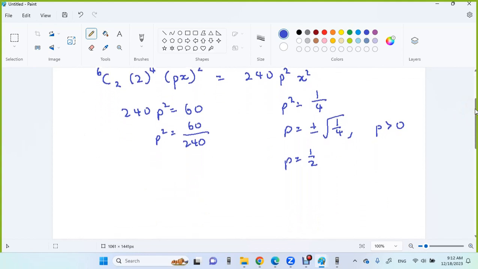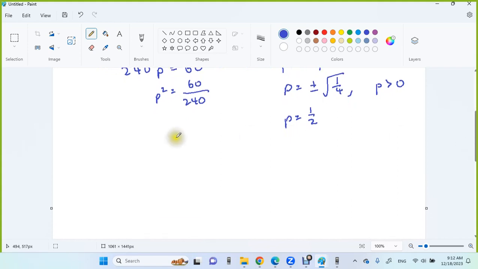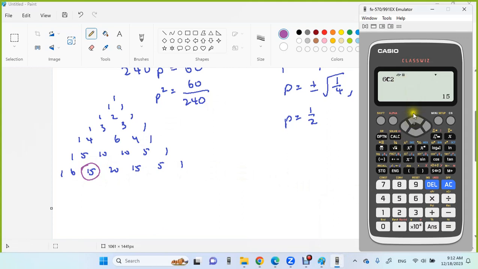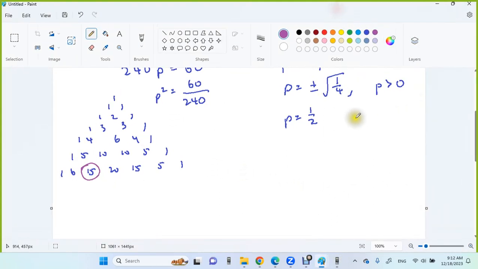If you don't use this method, if you use Pascal's triangle, this one is power 6. So 1, 1, 1, 2, 1, 1, 3, 3, 1, 1, 4, 6, 4, 1, 1, 5, 10, 10, 5, 1, 1, 6, 15, 20, and then 15, 6, 1. So you can observe that the 15 here is actually the 6C2.